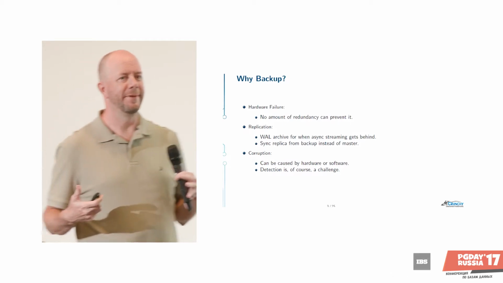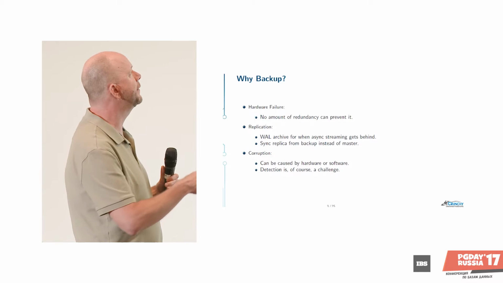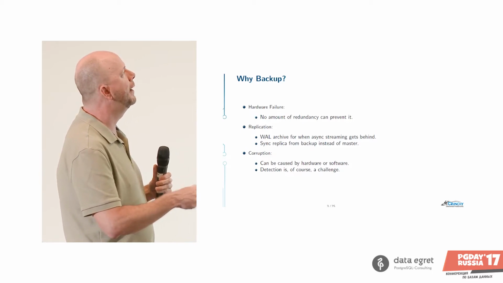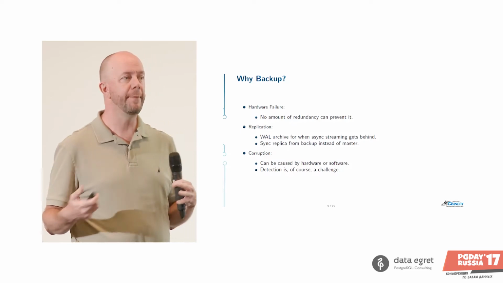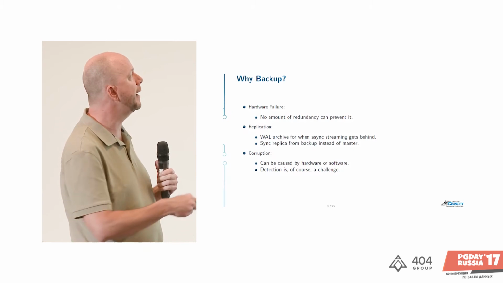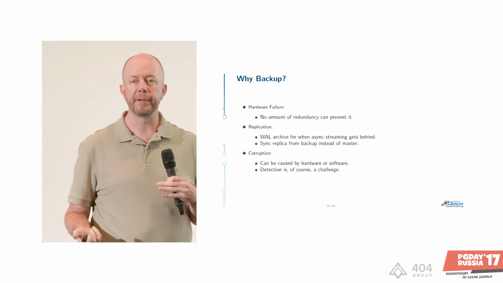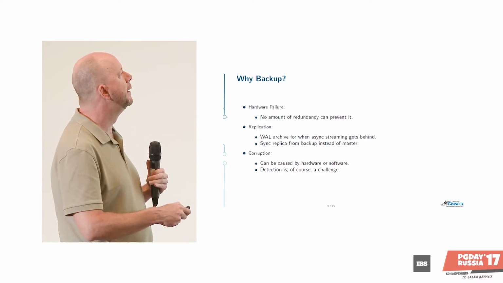All right, so backup. We're going to go through this pretty quickly, but obviously you've got the obvious things. You've got hardware failures. You've got WAL archive to keep your replicas fed. You may not always be able to get the WAL from the master, so the WAL archive can be a great place to get it. You can build your replicas from your backups instead of from your master, reducing load on your master.